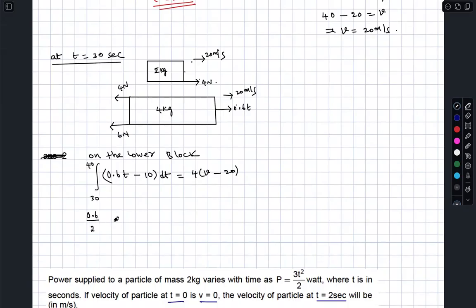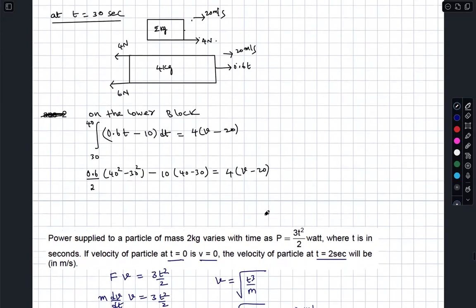0.6 by 2 times 40 squared minus 30 squared minus 10 times 40 minus 30 is 4V minus 20. Now you need to solve this. You'll get some V value here. I'll identify that. Let me work on this.